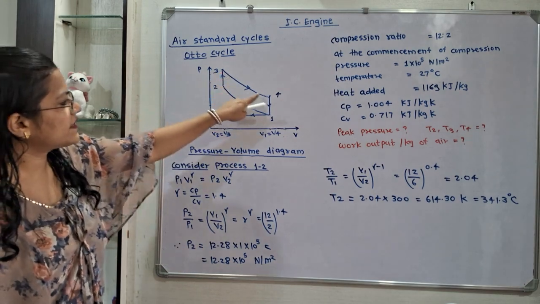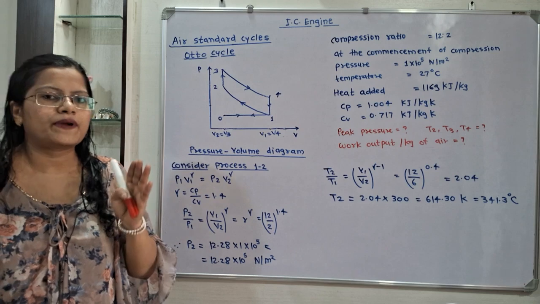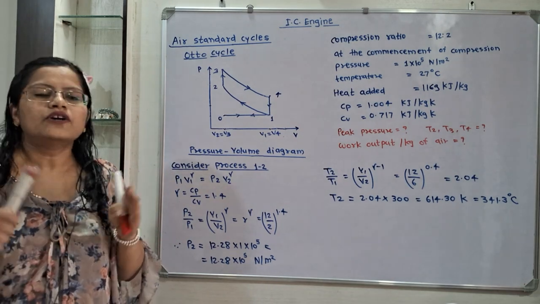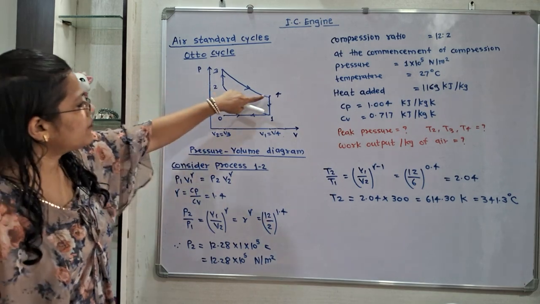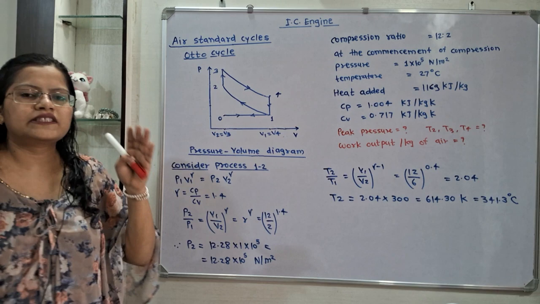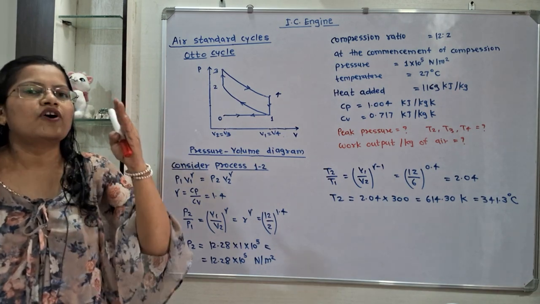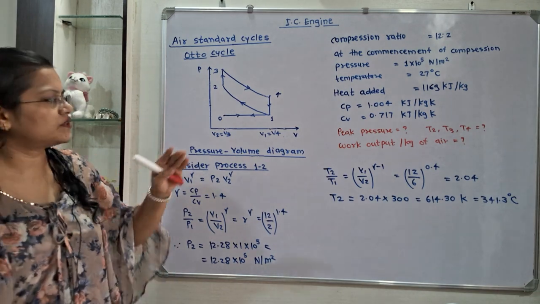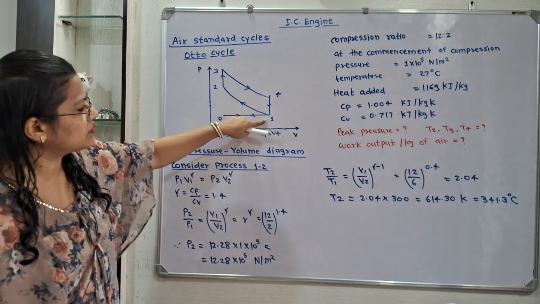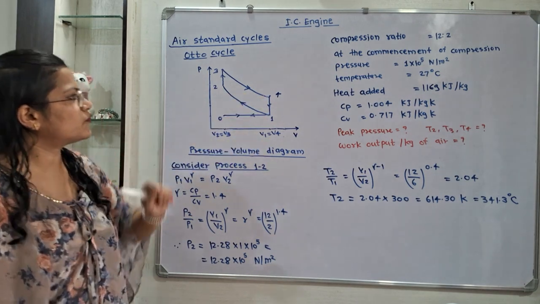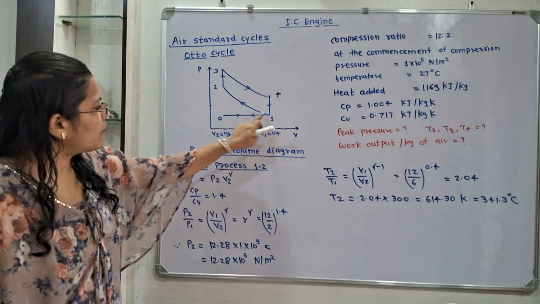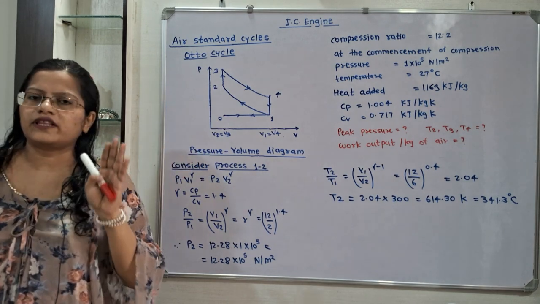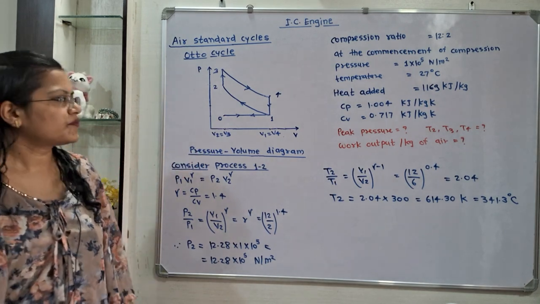Then process 3 to 4 is the isentropic expansion process. So, during this process, entropy remains constant, and process 4 to 1 is the heat rejection process. For this heat rejection process, volume will remain constant. So, V4 is equal to V1. And again from 1 to 0 it is the exhaust process.